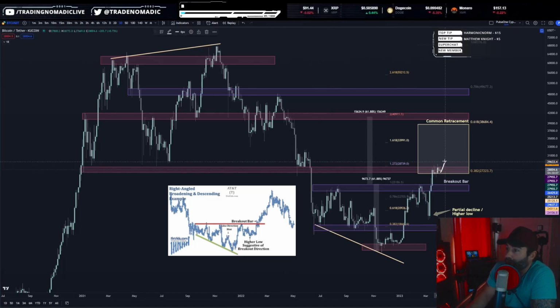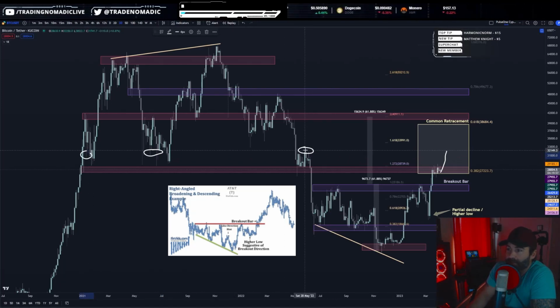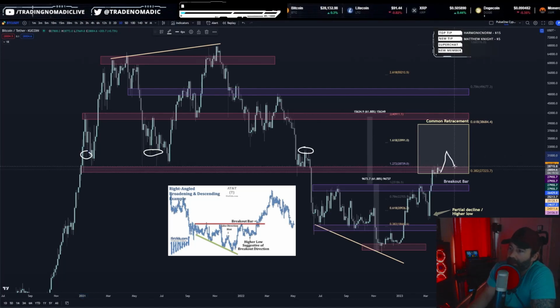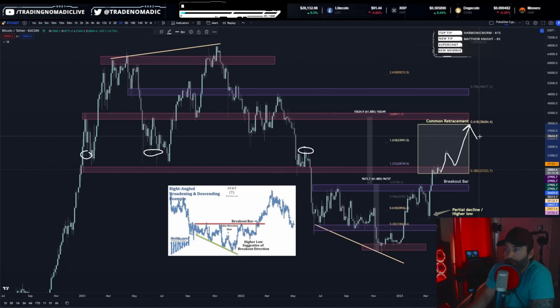If we do end up getting a breakout, it's probably going to come retest these highs and these wicks. There's going to be a lot of liquidity still up in these zones, so we'll probably break above it, come back down, retest, and ultimately I'm still looking for about 38,000.